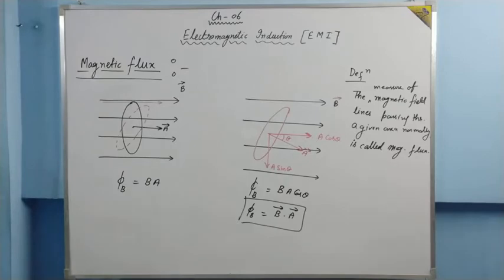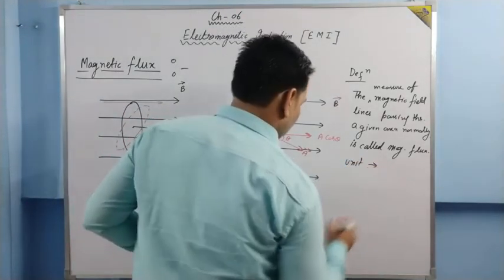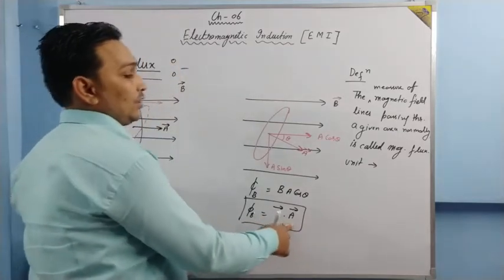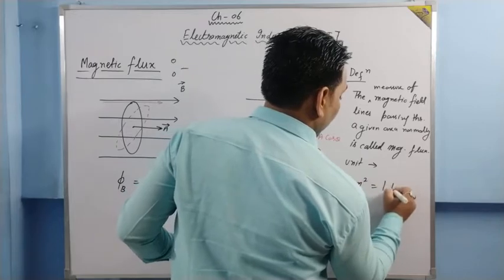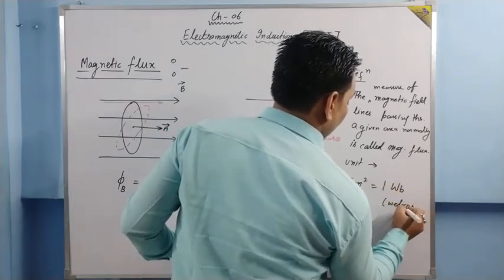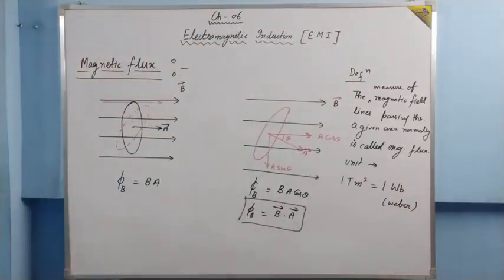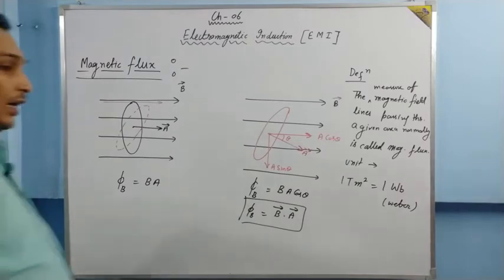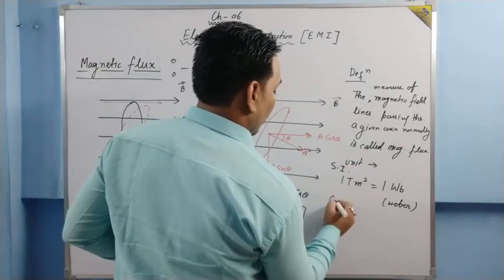What will be its unit? The unit will be Tesla meter square. Its unit is Tesla meter square, which is further given by 1 Weber, denoted by capital WB. And one more unit is there, this is your SI unit. One more unit, which is CGS.